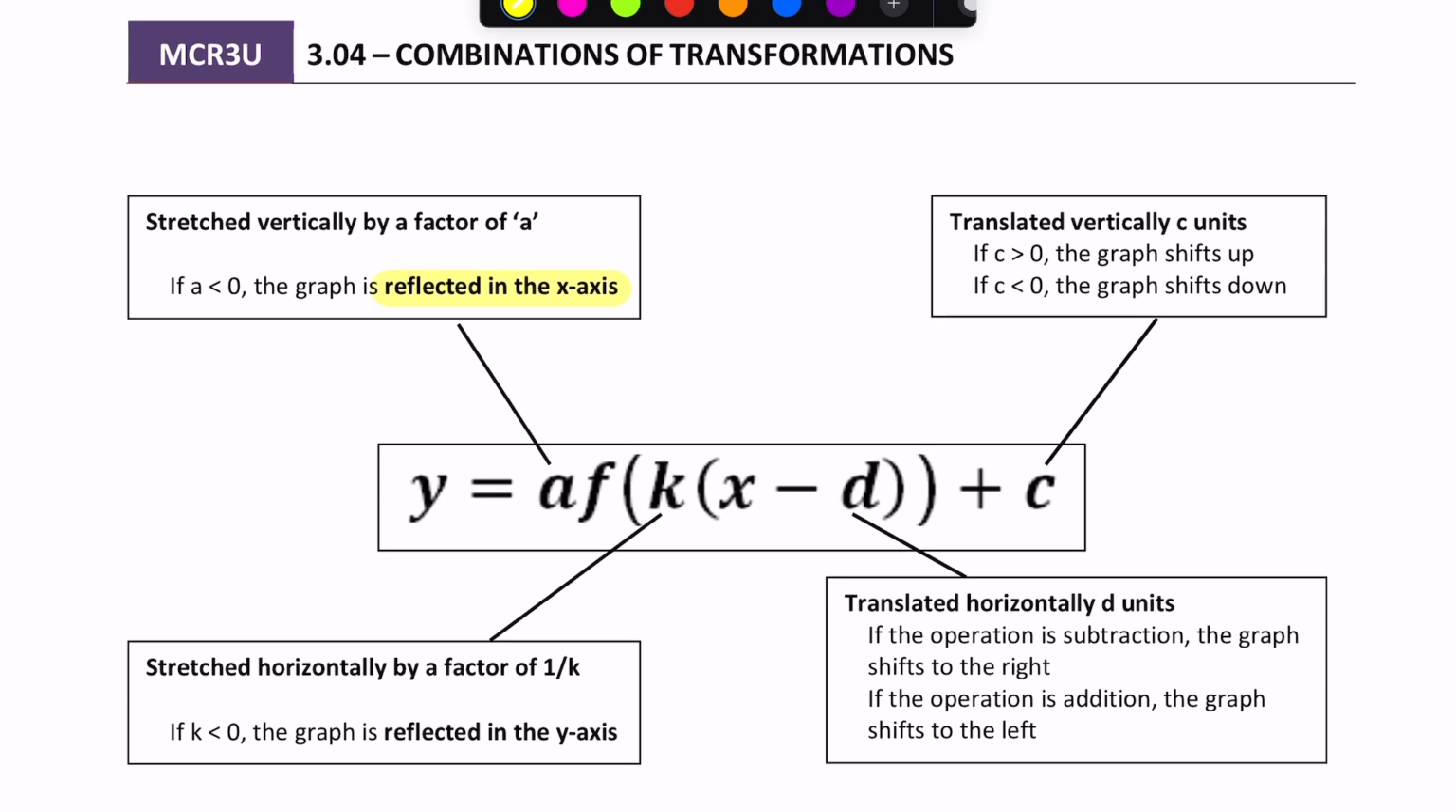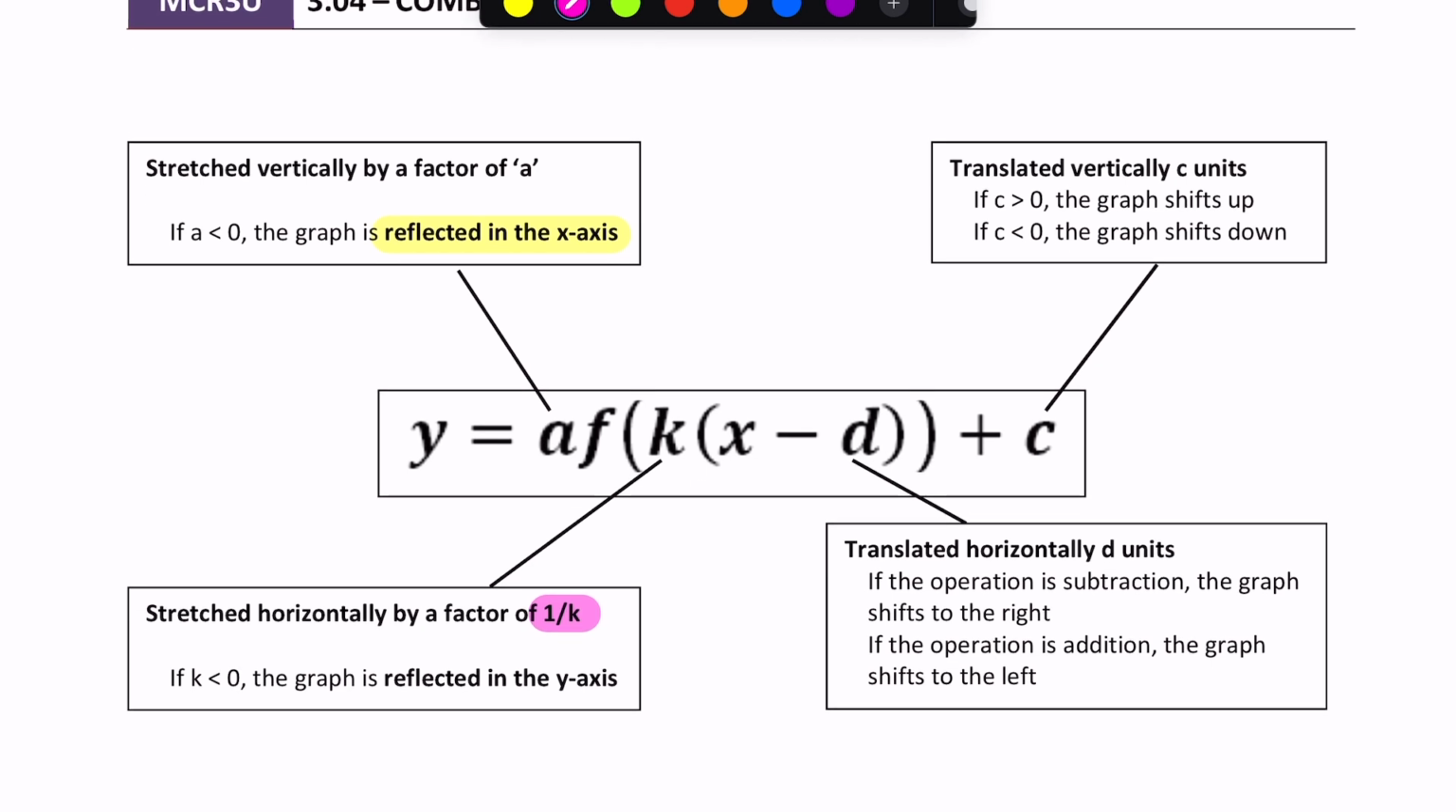In terms of our k value, the graph is stretched horizontally by a factor of 1 over k. That's important here. If k is less than 0, or a negative value, then the graph is reflected in the y-axis. One thing to notice here is that the k value is factored.